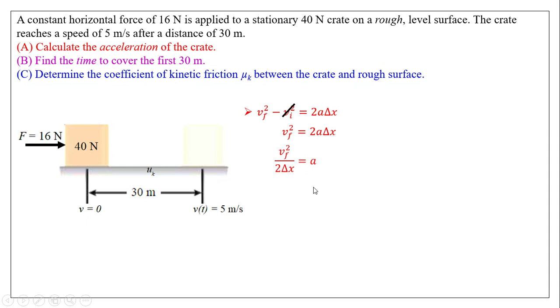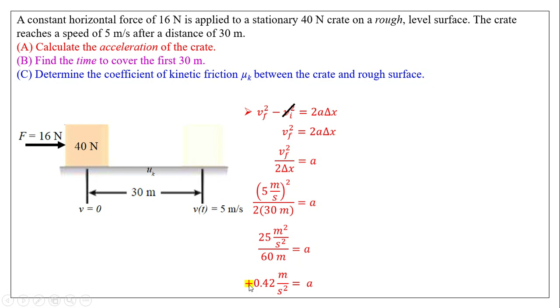Well, we know what VF is. VF in the diagram is 5 meters per second, and we're going to square that. And then 2 delta X here is 2 times 30 meters, because it says you're going to push the crate for 30 meters. Once you do that, 5 squared is 25, and 2 times 30 is 60. If you do 25 divided by 60, you should get a value of 0.42 meters per second squared.